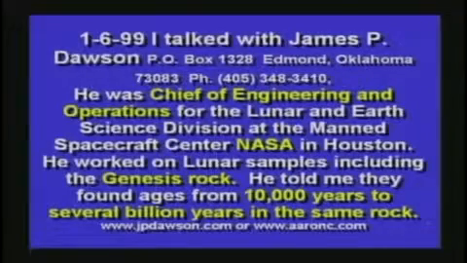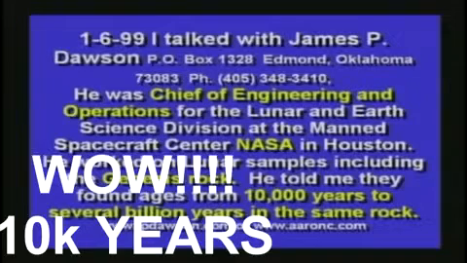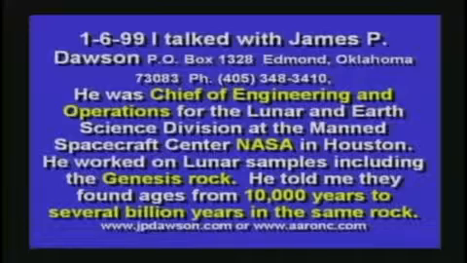I talked to him back in '99, and he's in Oklahoma. There's his phone number. He was Chief of Engineering and Operations for the Lunar and Earth Science Division of the Manned Spacecraft Center in NASA in Houston. He worked on lunar samples, including the Genesis rock. He told me they found ages from 10,000 years to several billion in the same rock. His website, jpdawson.com. How can one rock be 10,000 years old and several billion years old at the same time? Something is wrong, okay? See, the theory is important. The facts are not.